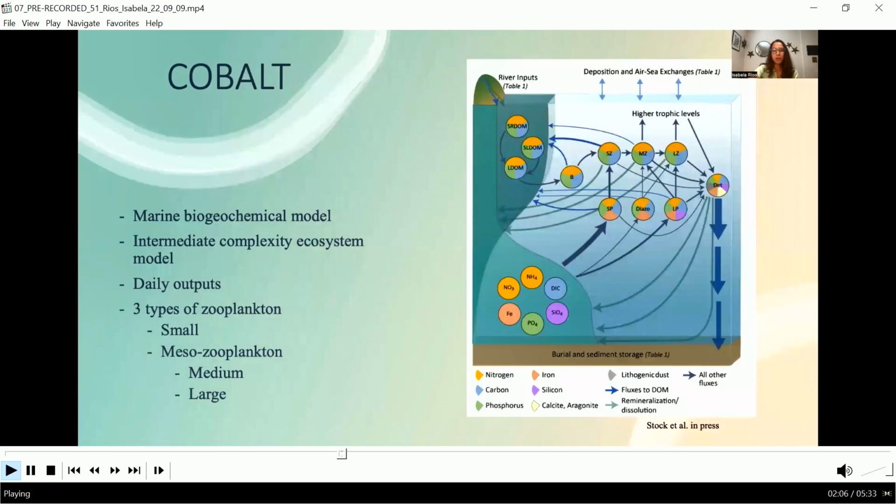COBALT is a marine biogeochemical model of intermediate complexity with daily outputs and includes 3 types of zooplankton. Using GFDL ESM4 allows us to advance our understanding on how the Earth's biogeochemical cycles impact coral stress and food availability.